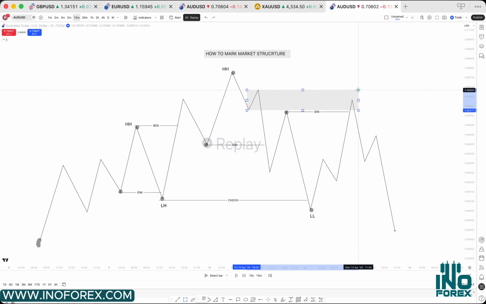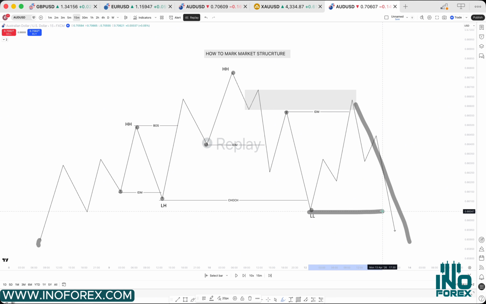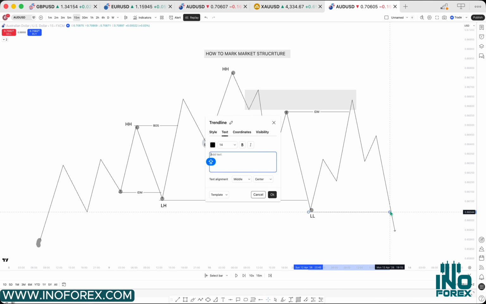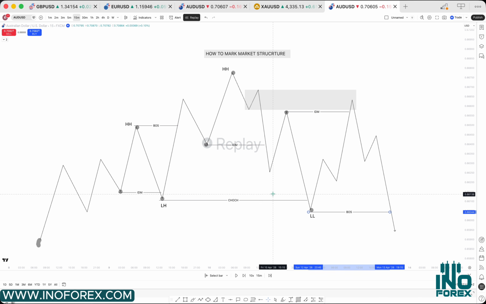Here market mitigates this order flow. This is order flow. Market mitigates this order flow. After mitigating this order flow, market pushed down and breaks this low. When market breaks a lower low, we confirm a break of structure. So I hope you have understood this diagram. If you are not understanding well, you can rewatch again before we go to the real chart.